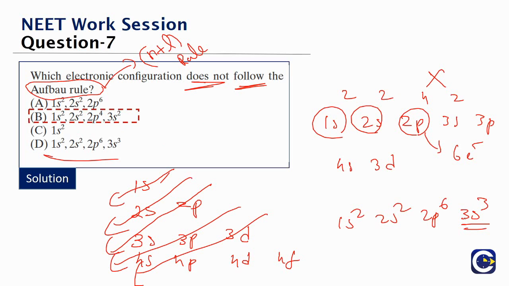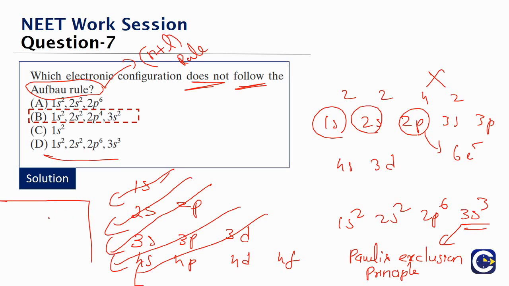What is the problem with this 3s3? This is not disobeying the Aufbau rule. This is in fact disobeying which rule? It is disobeying the Pauli's exclusion principle. Why? Because Pauli's exclusion principle limits what is the capacity of the orbitals, and once we limit the capacity of orbitals, we also will know what is the capacity of the subshells.